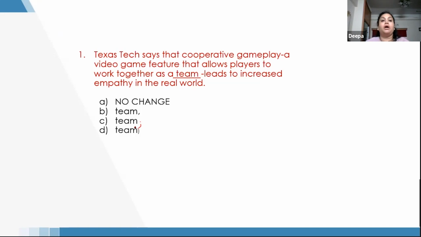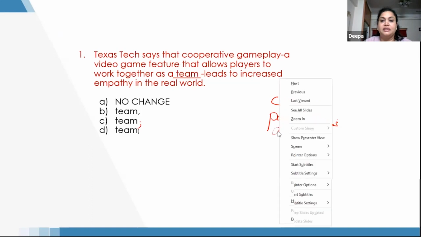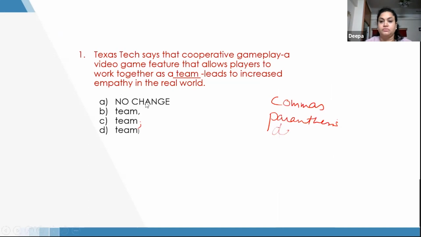Here we understand that we require commas, parentheses, and dashes. So let's check what we have here.